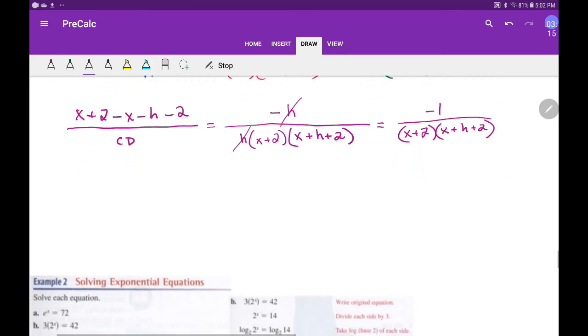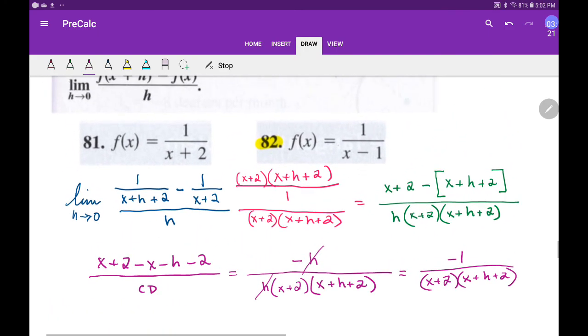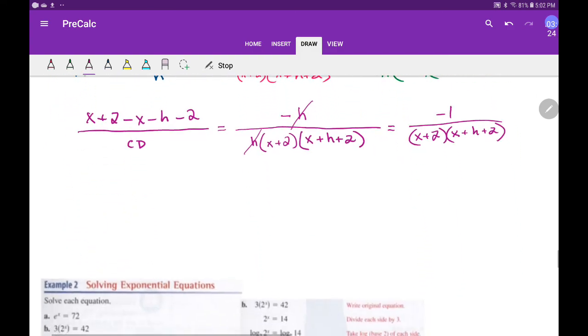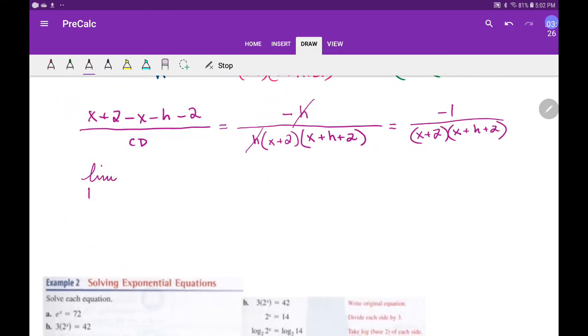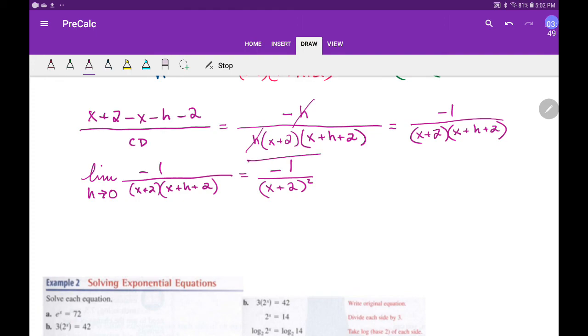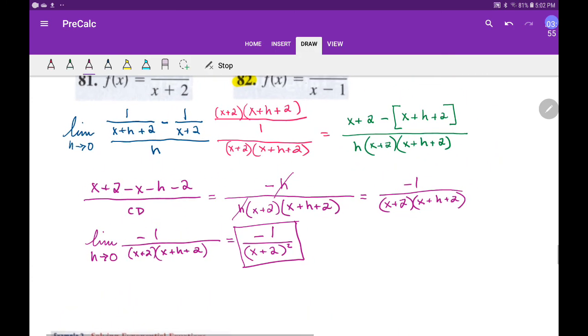And as h approaches 0 here, so I can say, the limit as h approaches 0 of negative 1 over x plus 2 times x plus h plus 2 is equal to negative 1 over, it's just x plus 2 squared, right? Because the h just drops out at 0. And that's my limit. You say, but there's an x in it. Well, it's okay. That's what we get.